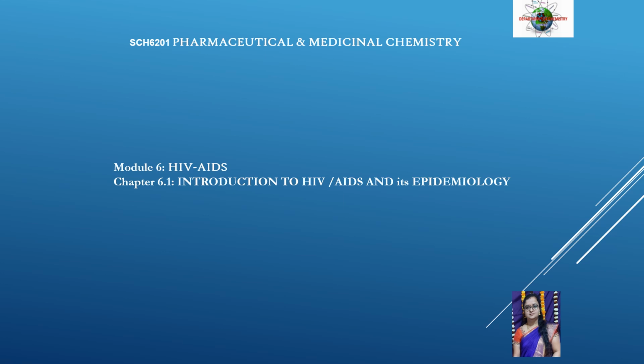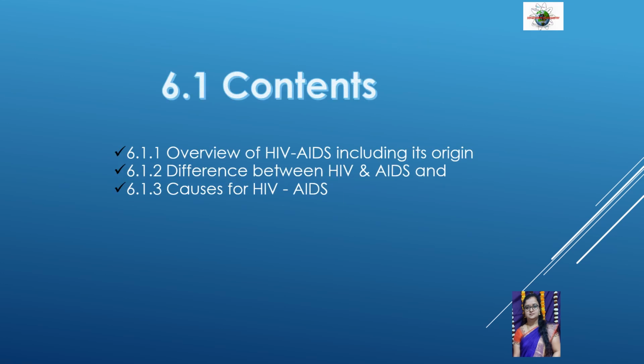Module 6 consists of 4 chapters. Chapter 6.1 deals with the introduction to HIV/AIDS and its epidemiology. The contents of 6.1 are: 6.1.1 deals with the overview of HIV/AIDS, including its origin. 6.1.2 deals with the difference between HIV and AIDS, and 6.1.3 deals with the causes of HIV/AIDS.